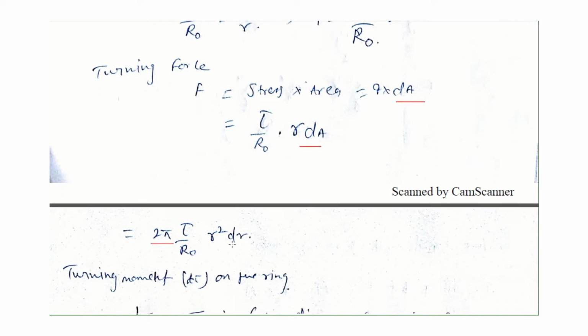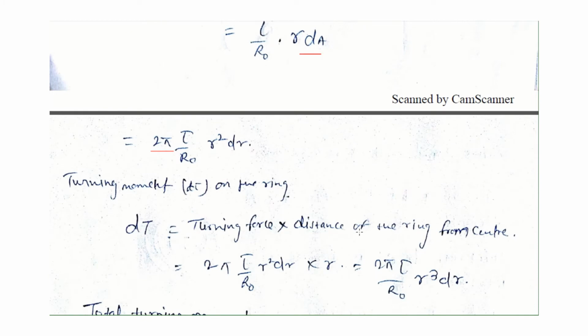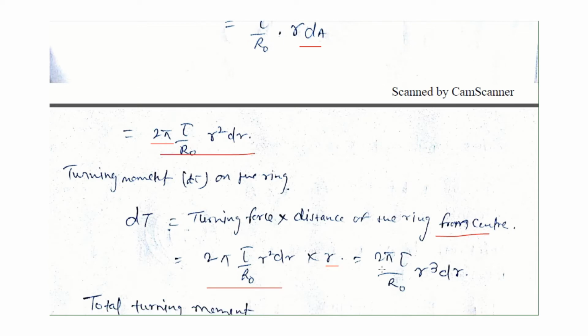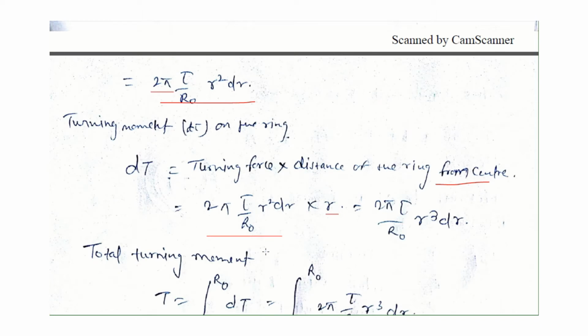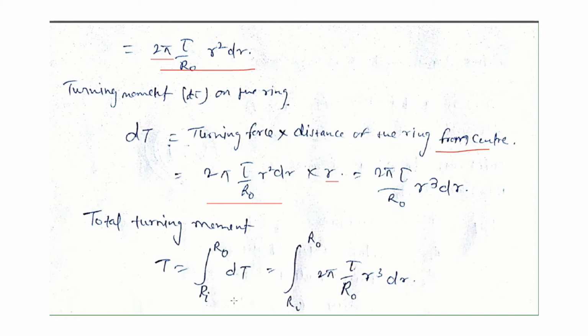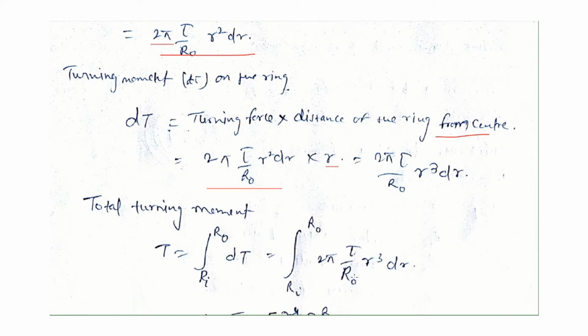Now the turning moment is the turning force into the distance of the ring from the center. So here is the turning force, into radius r. So it will give 2 pi tau by r naught, where r naught is the radius of the outer shaft, into r cube dr. Okay. Now the turning moment from inner radius to outer radius, here dT is the turning moment on the ring.